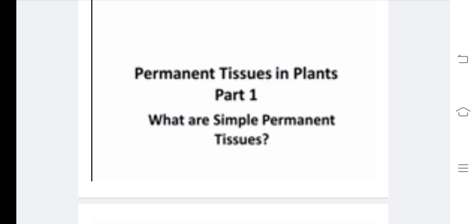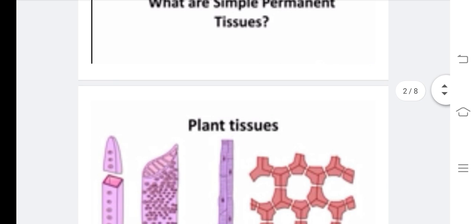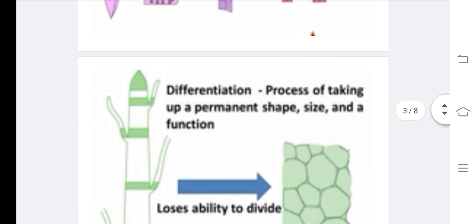So already we know that cells formed by the meristematic tissues take up a special role and lose the ability to divide. Now they become permanent tissues. Clear? The process of taking up a permanent shape, size and a common function is called differentiation. This process is called differentiation, children.